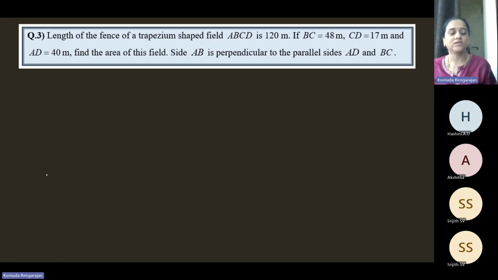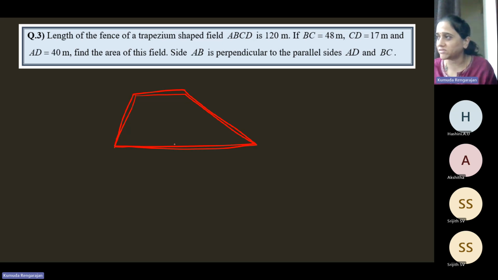All right. Look at this question. Length of the fence of a trapezium shaped field is 120 meters. Length of the fence, meaning perimeter. Let's say our trapezium shaped field looks like this. The length of the fence: this one plus this one plus this plus this. This is the length of the fence, the length of the 4 sides. The sum of the length of the 4 sides is 120.